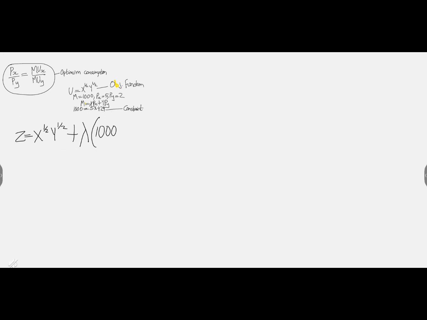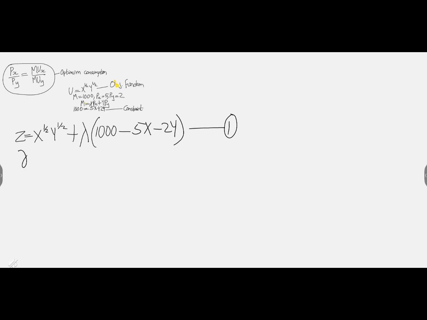So 1000 minus, you bring the 5x and 2y to the other side. So this is what we get after introducing the Lagrangian function, and we can call that equation 1. So you differentiate this with respect to all the variables.